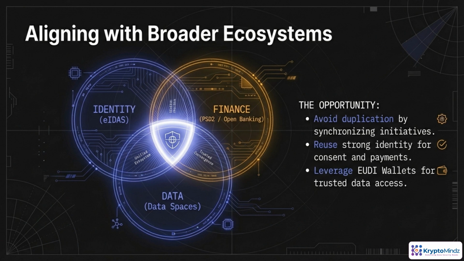eIDAS 2.0 doesn't live in isolation. It intersects with open banking and emerging data space initiatives. The smart move is to design once and reuse everywhere. A strong wallet-backed identity can serve onboarding, payment consent, and secure data sharing at the same time. That means fewer parallel projects, simpler architecture, and clearer accountability. As a relying party, think in terms of shared building blocks: common identity, common consent, common logging. If you align these streams early, every new use case becomes cheaper, faster, and easier to justify to executives and regulators.